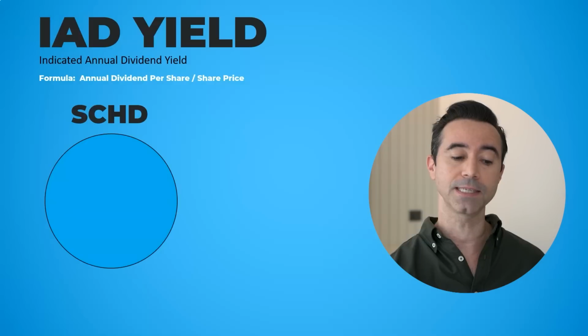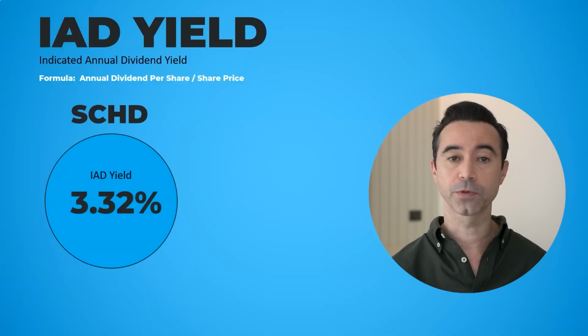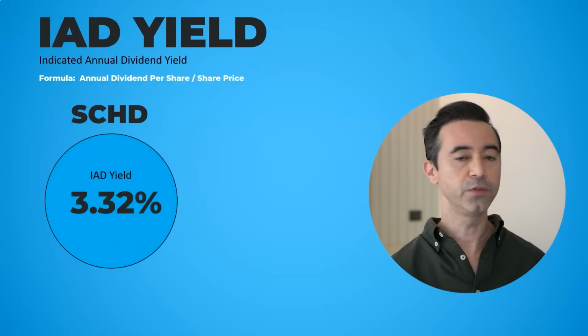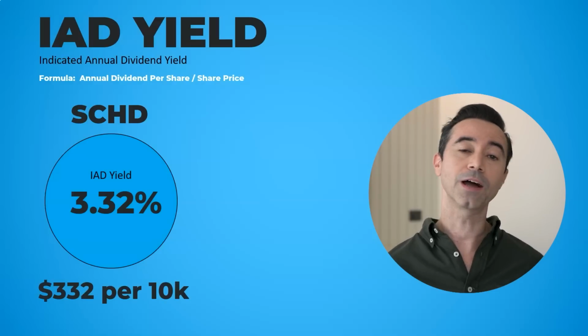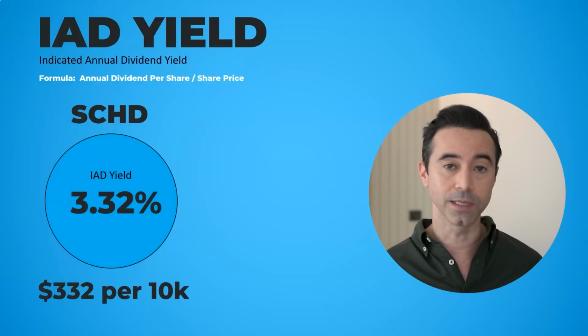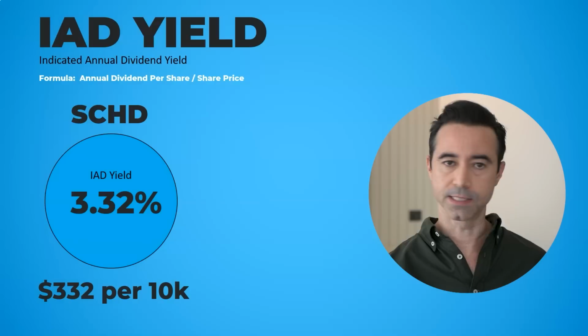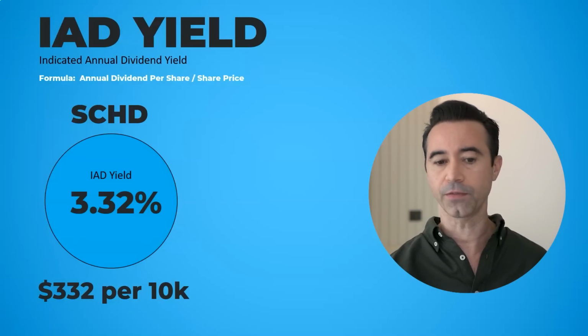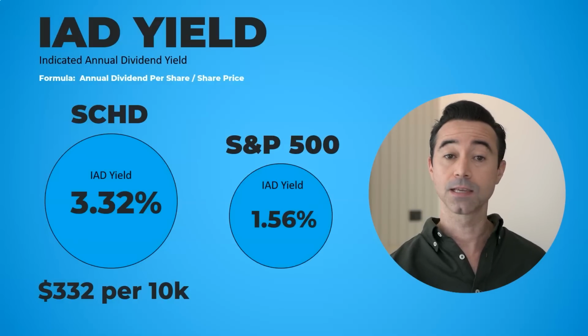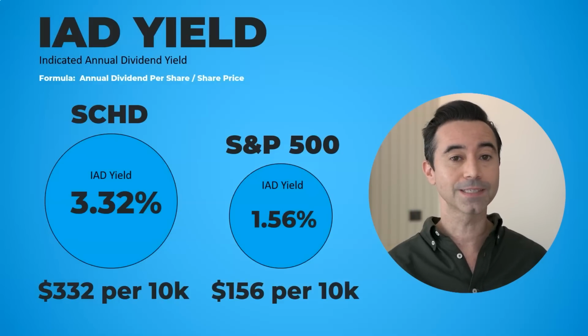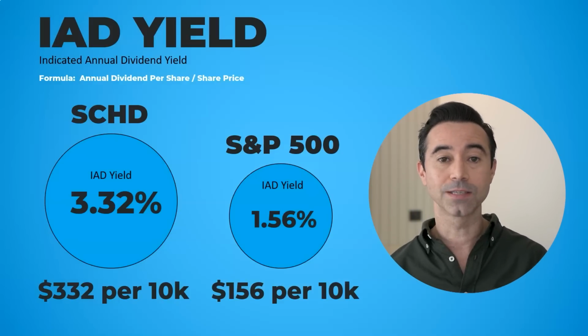Okay, SCHD has a yield of 3.32%. What does that mean? Well, if you invested $10,000, you're going to get $332 back annually for investing inside this ETF. That's pretty good. Well, is it? So let's compare that to the S&P 500 index. S&P 500 index, 1.56% yield, so it's got a lower yield. You get $156 per $10,000 invested.